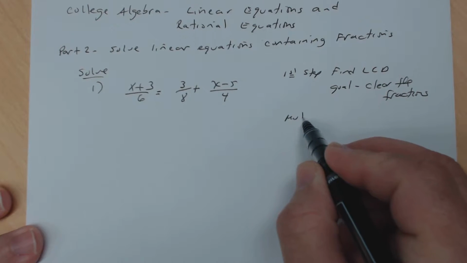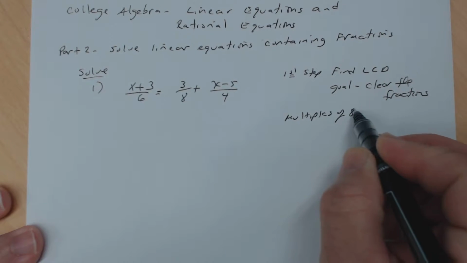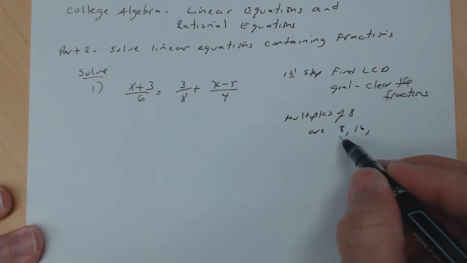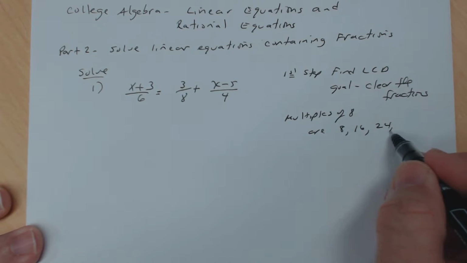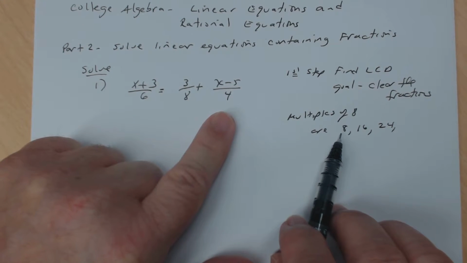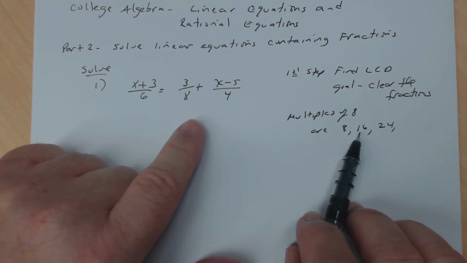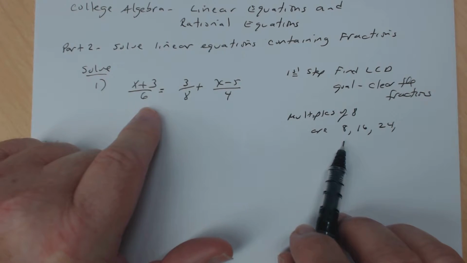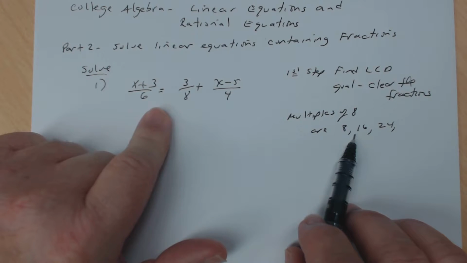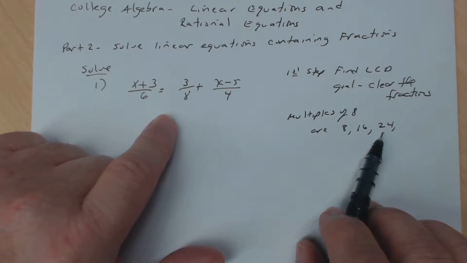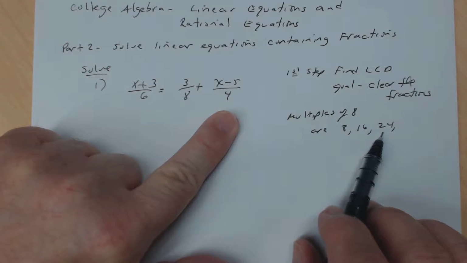So the multiples of 8 are 8, 8 times 2 is 16, 8 times 3 is 24, and so on. So let's look at 6 and 4. First of all, will 6 and 4 go into 8? Well, 4 goes into 8 evenly, but 6 doesn't. So then we go to the next one. 4 will go into 16, but 6 won't go into 16, so we go to the next one. 8 goes into 24, 6 goes into 24 evenly because 6 times 4 is 24, and 4 goes into 24 evenly because 4 times 6 is 24.